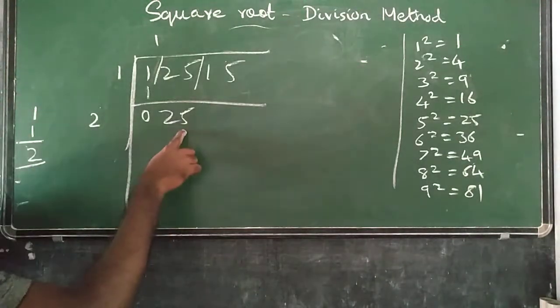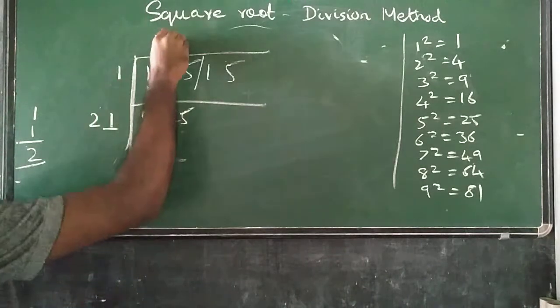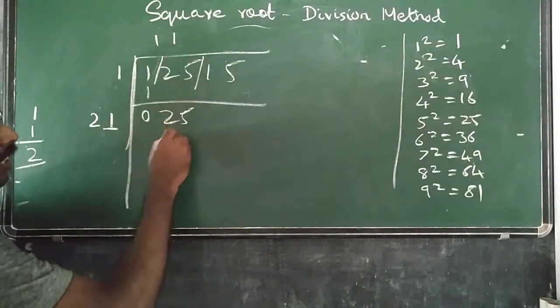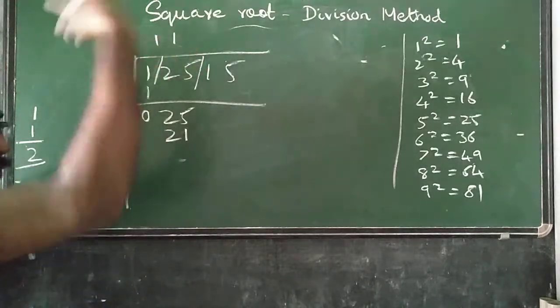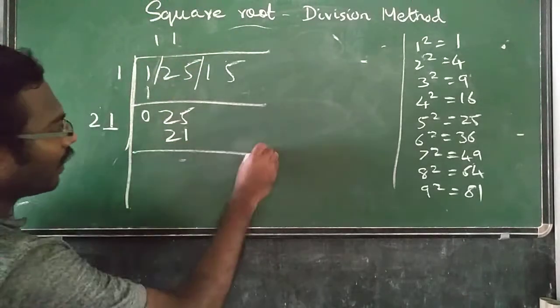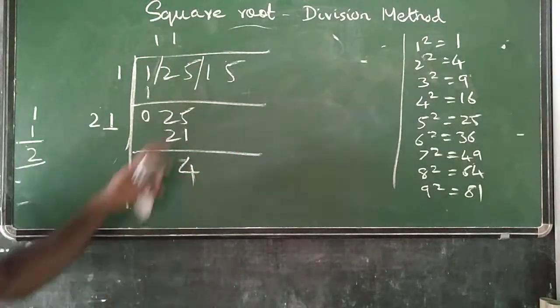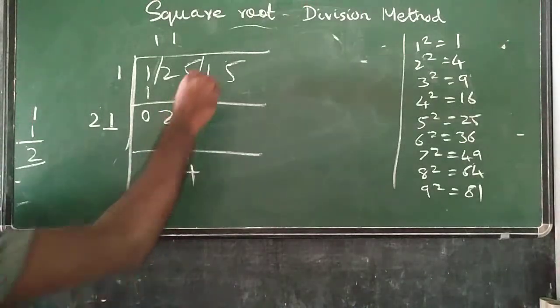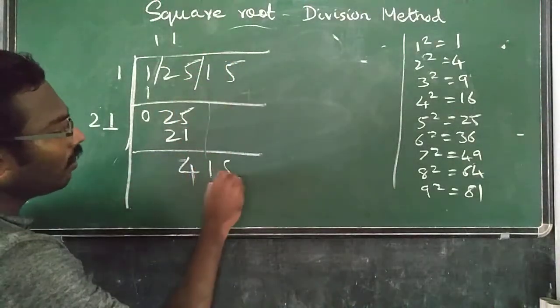Now here it is 25. So if you put 1, 21 into 1 is 21. If you put 2, it will be greater than 25. Then the remainder is 4, since 25 minus 21 is 4. Then again 2 digits: 1, 5.